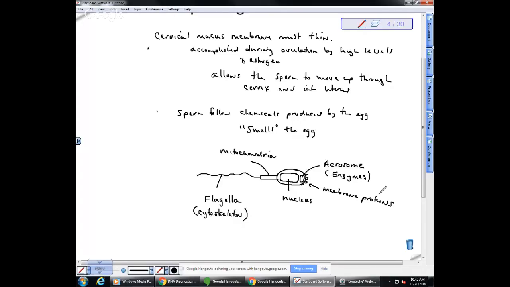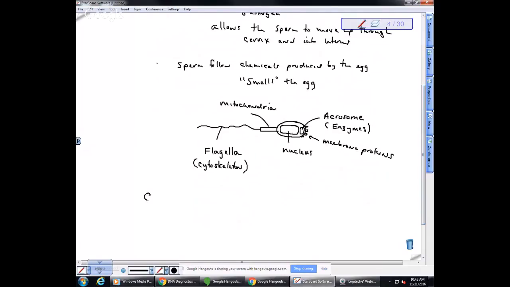So the first thing that it has to do is get rid of those membrane proteins. And in the video we watched, we saw that the sperm actually stop when they get to the oviduct, and they rub themselves against the lining of the uterine tube, and that strips off those membrane proteins, okay? So that is what is called capacitation.